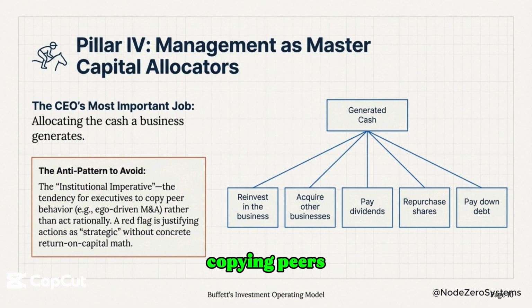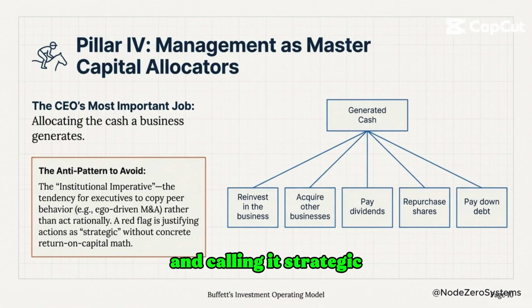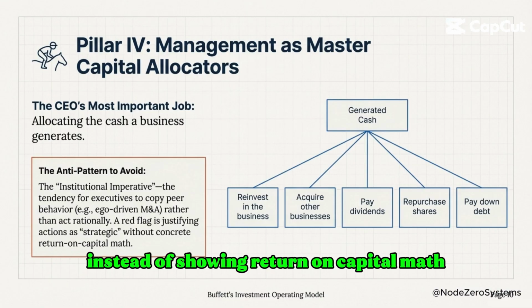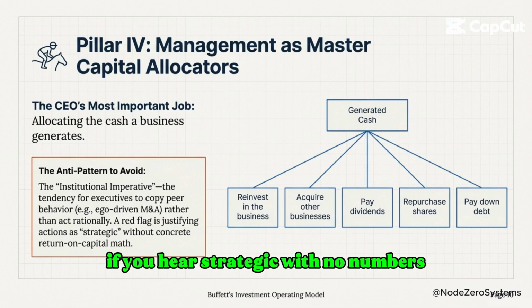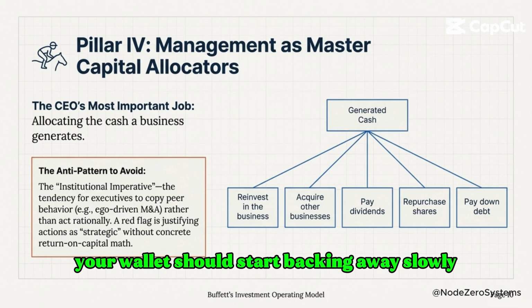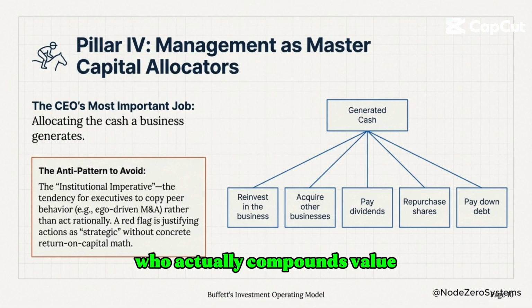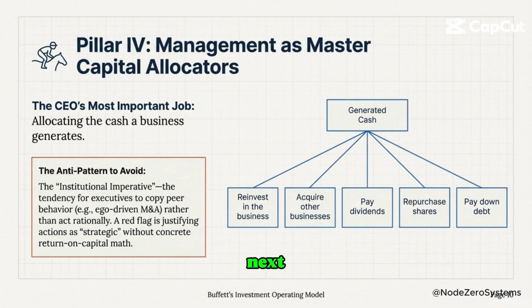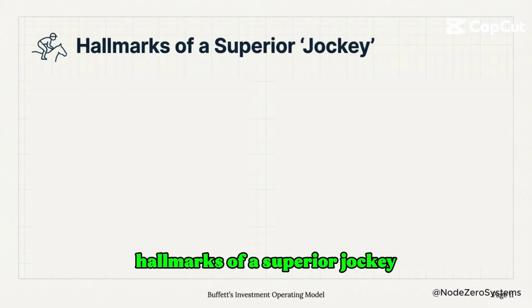Copying peers, doing growth M&A because everyone else is doing it, and calling it strategic instead of showing return on capital math. If you hear strategic with no numbers, your wallet should start backing away slowly. So how do you spot the rare jockey who actually compounds value? Next. Hallmarks of a superior jockey.